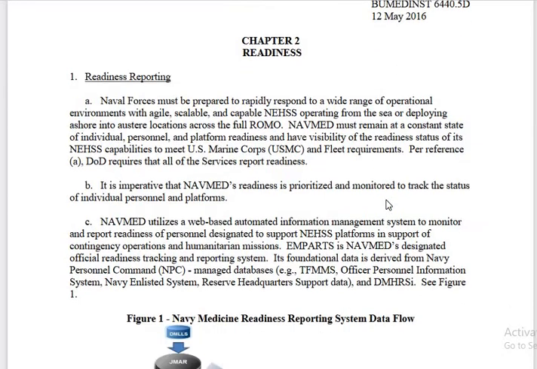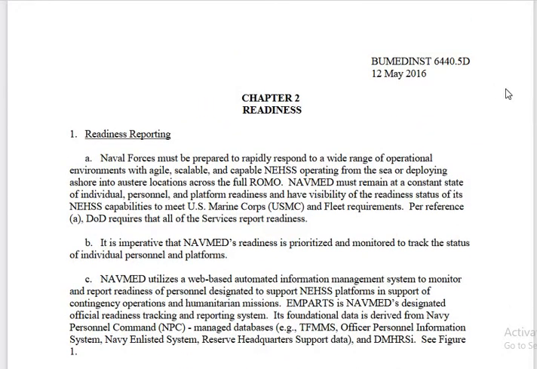This is Ryan. BUMED instruction 6448.5 Delta is pretty fatty, so I'm just going to break this one down into chunks. Chapter 2, we're going to be talking about readiness. I may go on to Chapter 3 as well, but we'll see where the minutes are at after Chapter 2. Chapter 2 is all about readiness and the reporting.